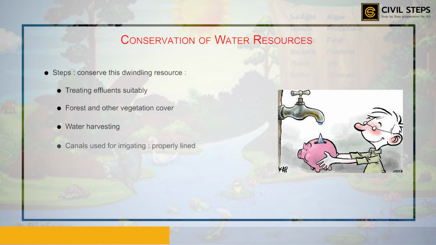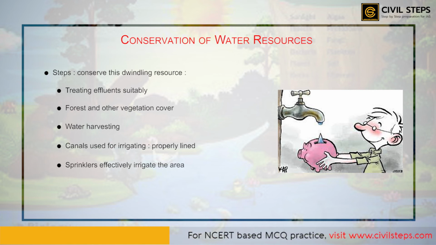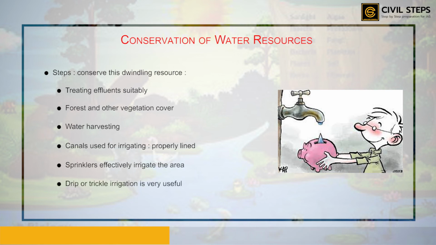The canals used for irrigating fields should be properly lined to minimize losses by water seepage. Sprinklers effectively irrigate the area by checking the water losses through seepage and evaporation. In dry regions with high rates of evaporation, drip or trickle irrigation is very useful. The valuable water resource can therefore be conserved by adopting these means of irrigation.